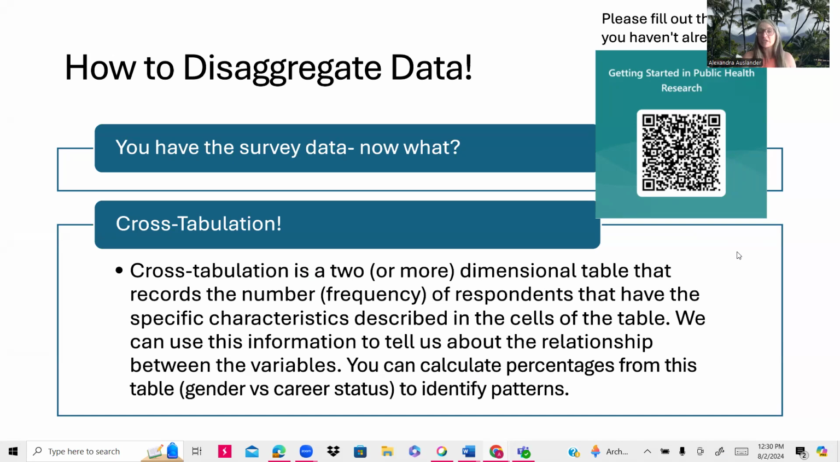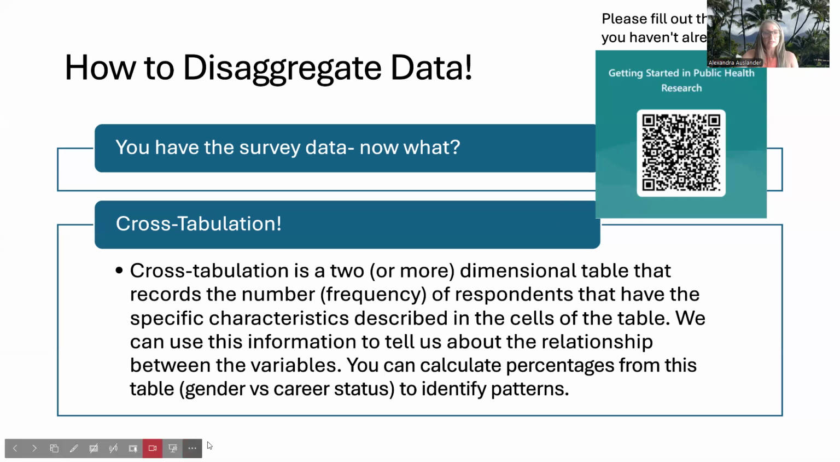So what is cross-tabulation? It's a two or more dimensional table that records a number or frequency of respondents that had specific characteristics described in the survey. So you can calculate percentages. For example, you want to look at gender versus career status, or graduation date and how quickly people get a position. Things like that we can look at with a really quick, simple quantitative analysis using Microsoft Forms and then into Excel.